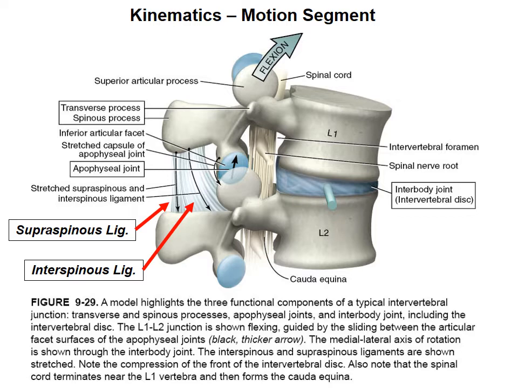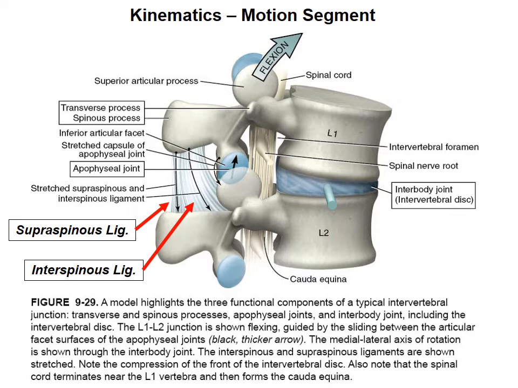It's important to note here that we're talking about movement just at a particular motion segment, so just between two adjacent vertebrae. But what we really want to look at functionally is movement over the whole vertebral column. And this is described as cumulative movement. That is, flexion of the entire vertebral column is an accumulation of small degrees of movement all the way up and down the vertebral column.